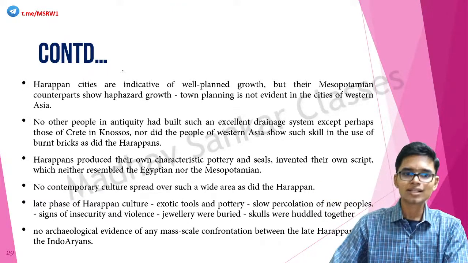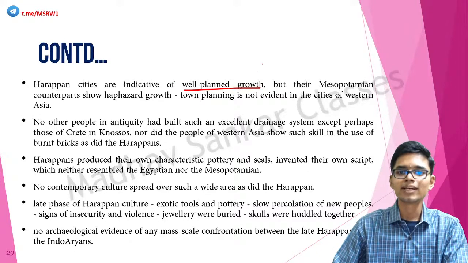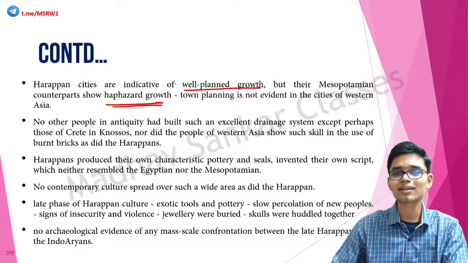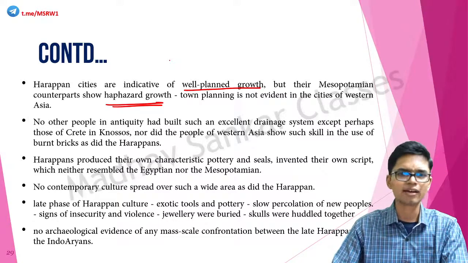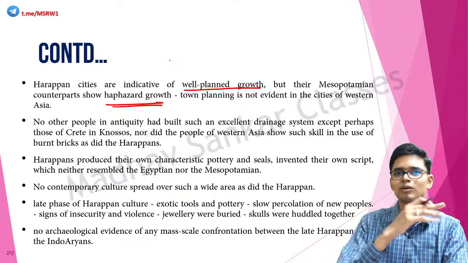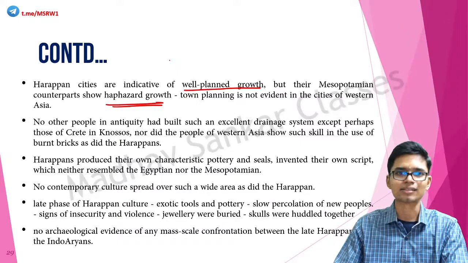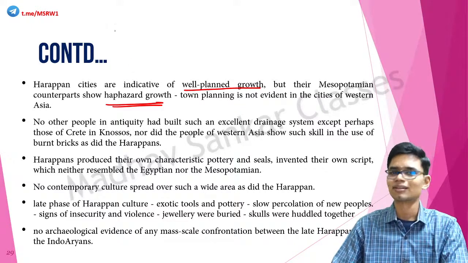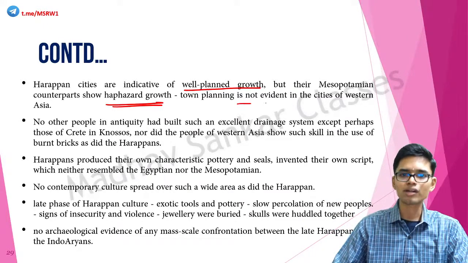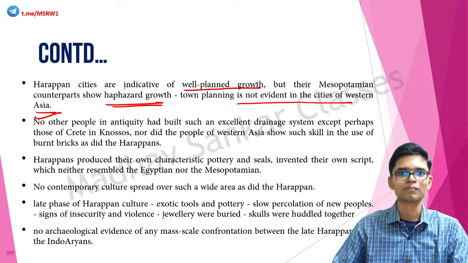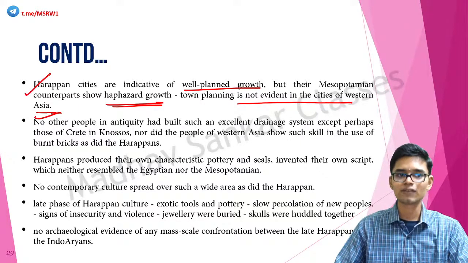Now, Harappan cities are indicative of well-planned growth, but their Mesopotamian counterparts show haphazard growth. So these are comparisons between Harappa and other civilizations that existed contemporaneously. In Harappa, we have evidence of well-planned growth, grid pattern, a well-maintained drainage system, etc. But in Mesopotamia, the growth is very much haphazard. It's scrambled, not well planned like Harappa, not even close. Town planning is not evident in the cities of Western Asia at all. So this shows the superiority of the Harappan civilization among other contemporary societies.